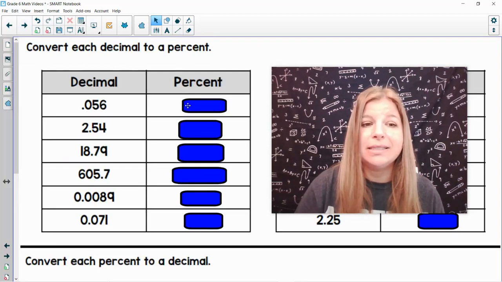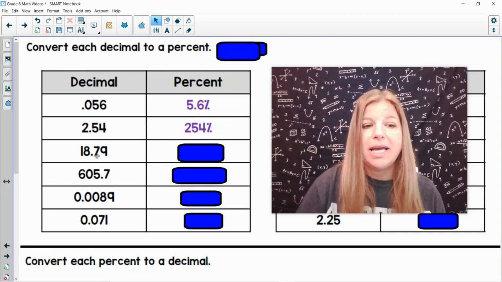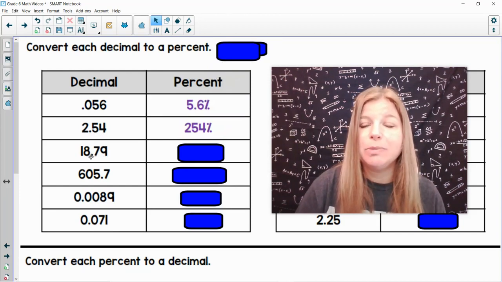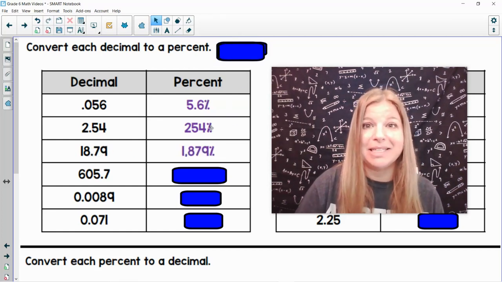Let's take a look at these now. 0.56 to a percent. I move the decimal two spots over, 56%. 2.54, if I move the decimal over two spots to the right, 1, 2, I get 254%. 18.79, I move the decimal to the right two times. 1, 2, I get 1,879%. That's a big one.